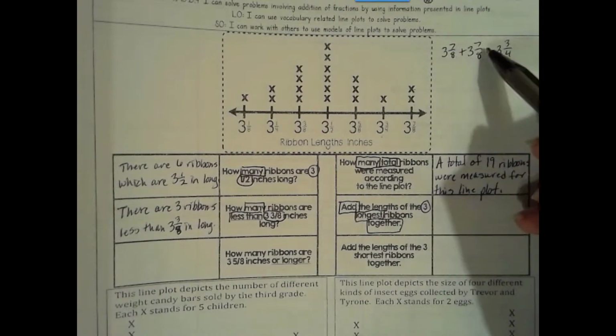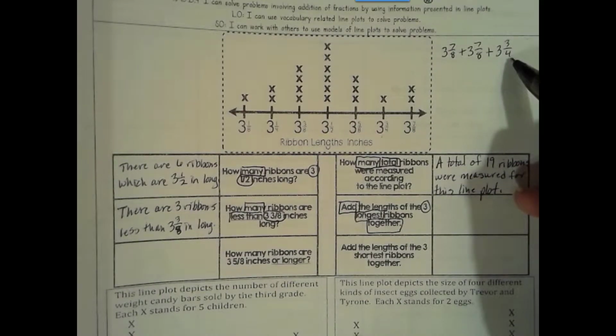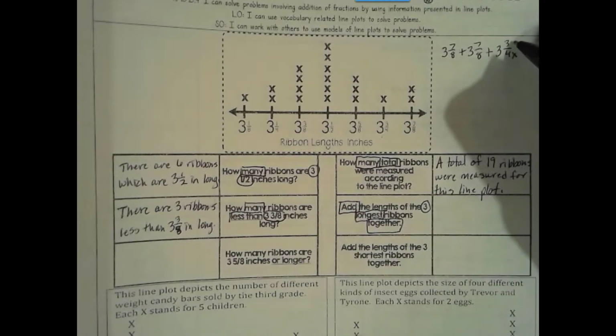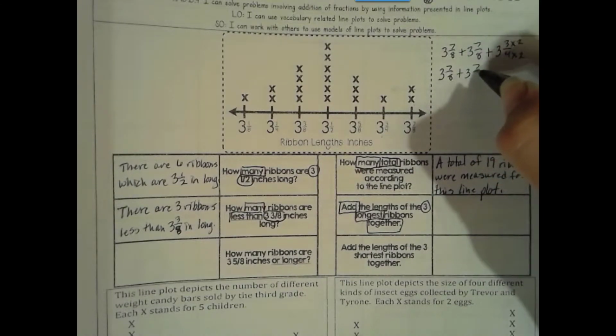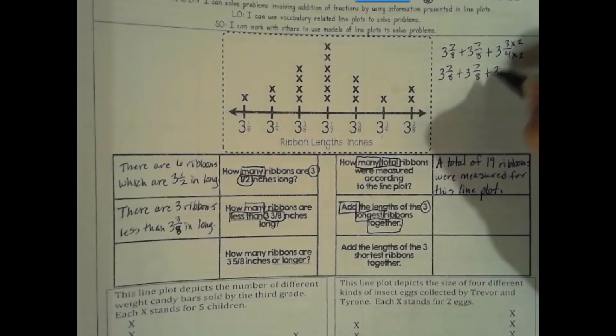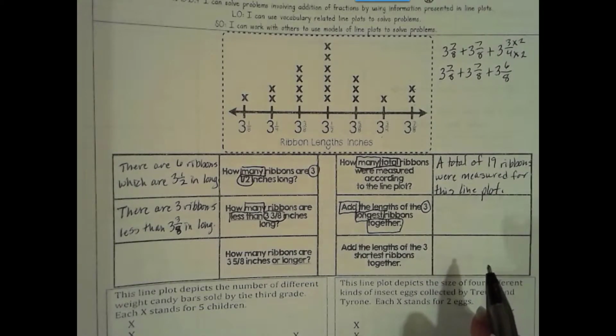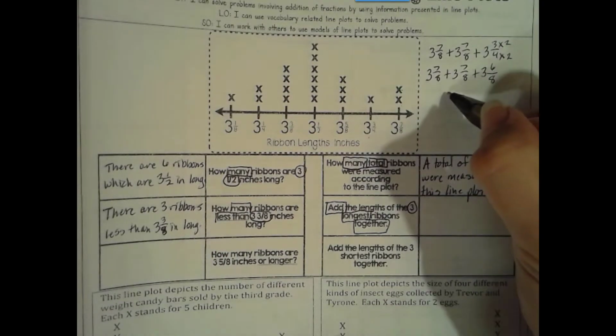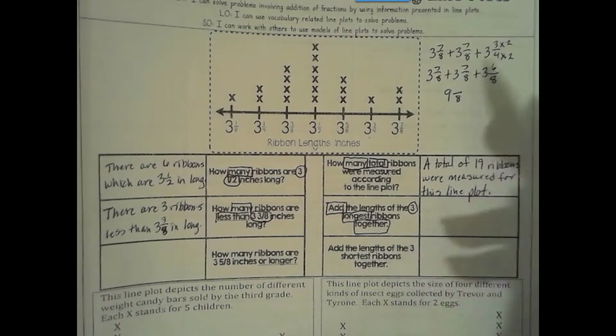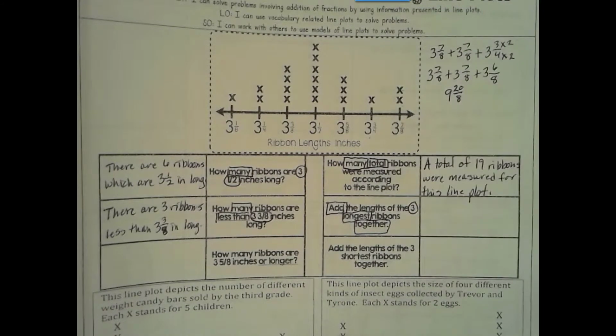These two I can add easily, these two fractions. This one I cannot because 4 is a different denominator. So I'm going to multiply these by 2. So we get 3 and 7/8 plus 3 and 7/8 plus 3 and 3 times 2 is 6, 4 times 2 is 8. I'm going to add all my whole numbers together. 3, 6, 9. I'm going to add my fractions together. They're all 8s. 7 plus 7 is 14 plus 6 is 20.